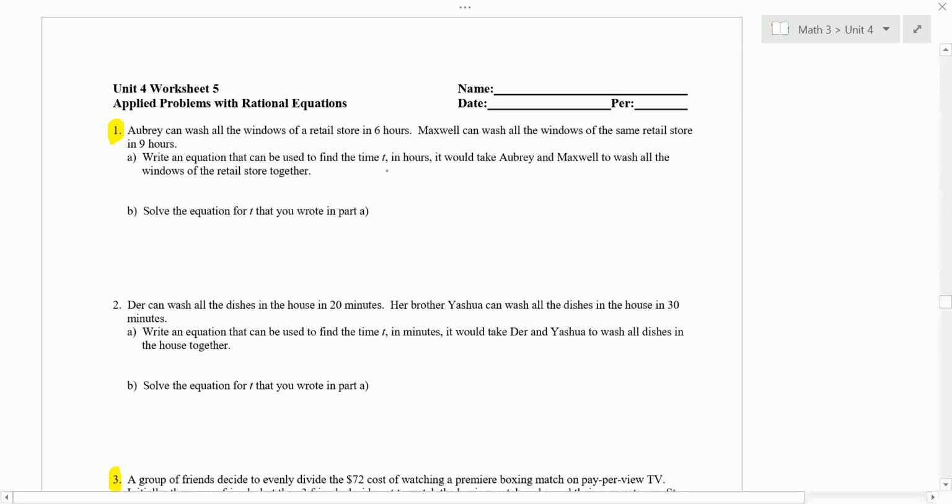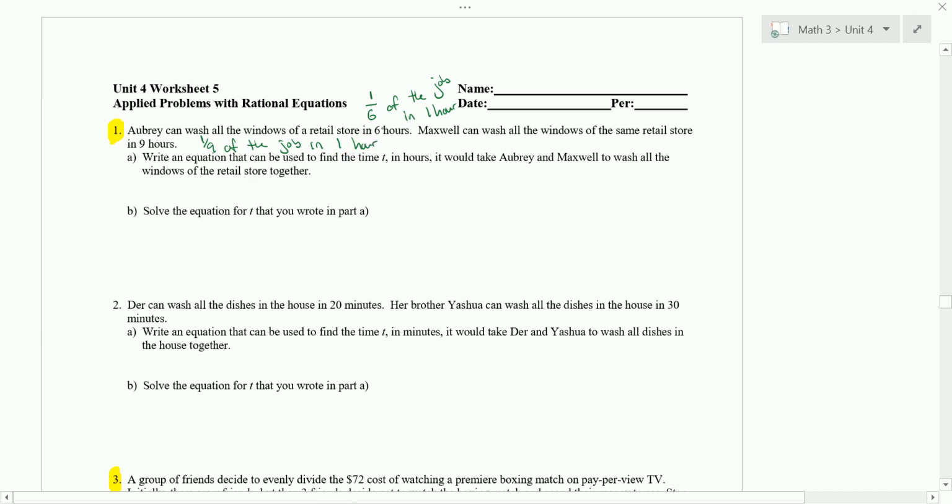So each person has a rate at which they work. So for Aubrey, she can wash the windows of a retail store in 6 hours. So in 1 hour, she's done 1/6 of the job. And Maxwell, he takes 9 hours to do the whole job, so in 1 hour he's only done 1/9 of the job.